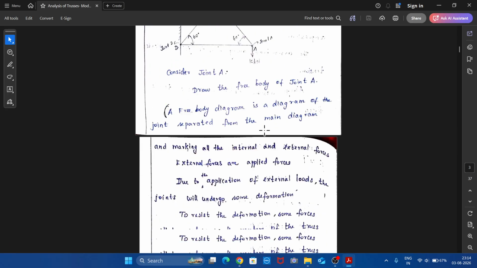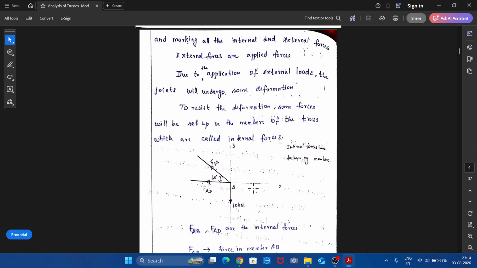If you take joint A, you can see the free body diagram. At joint A, the external load is 10 kN and the internal forces are in member AB and member AD. Force AB is marked like this and force AD is marked like this. These internal forces FAB and FAD are unknown, so it is better to assume the unknown forces as tensile forces.